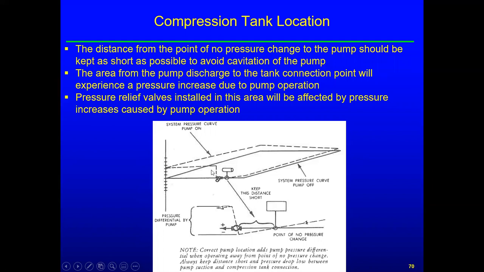The bullets: the distance from the point of no pressure change to the pump should be kept short. The pipe length from the pump discharge to the tank connection point will experience a pressure increase due to pump operation. So all the way around the loop, once we jump up at the pump, compared to having the pump off, everything is going to be the same pressure if it's all at the same elevation, right? Then we turn it on and everything jumps up, and then we bleed off that pump pressure with the friction in the water till we get back to that point. A pressure release valve installed in this area will be affected by pressure increases caused by pump operation. I've said that a bunch.